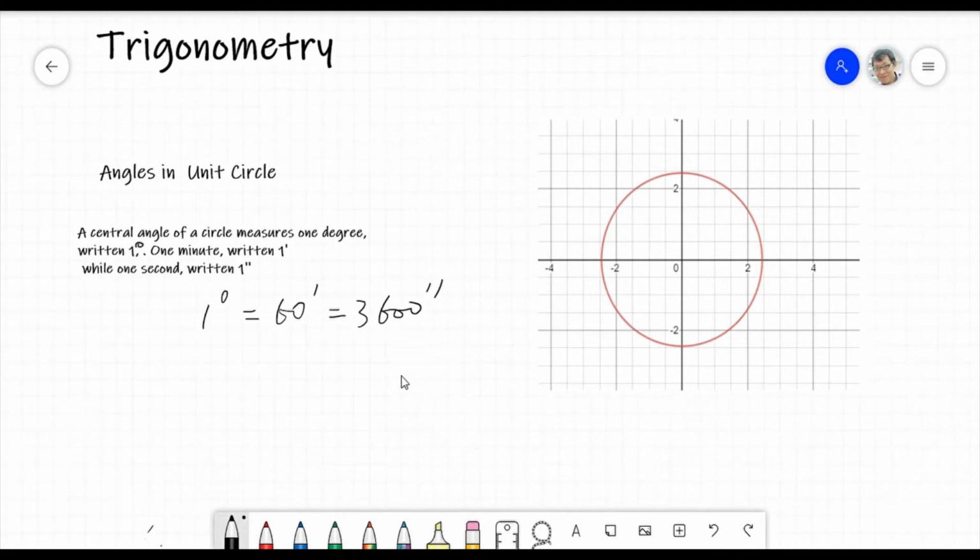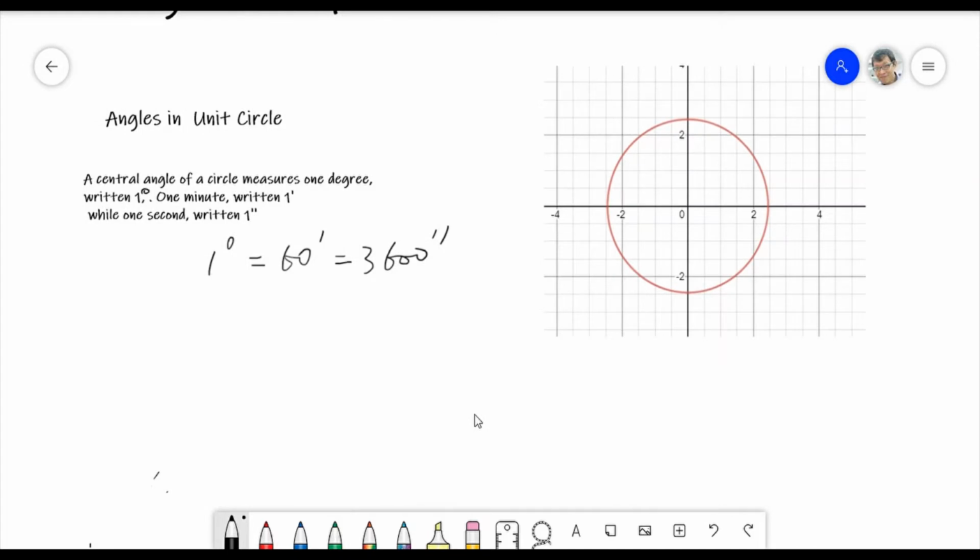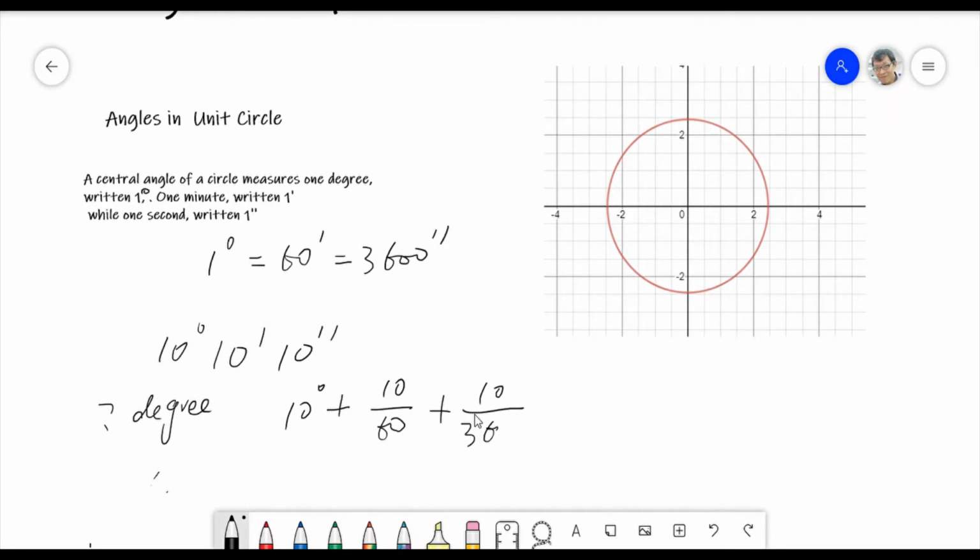So let's do a simple example exercise. If we have 10 degrees, 10 minutes, 10 seconds, I will ask you how many degrees it is. So definitely the 10 degrees is already there, right? So plus 10 minutes is 10 over 60, right? And plus 10 seconds is 10 over 3600, right? So if they add together, that is the degree.